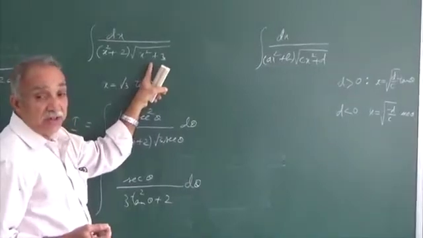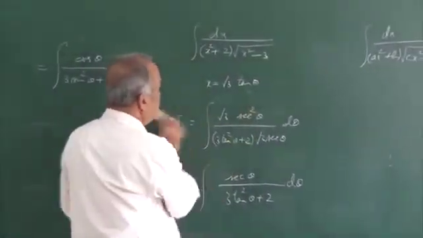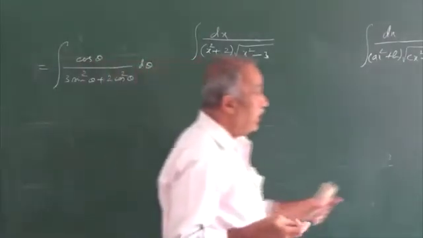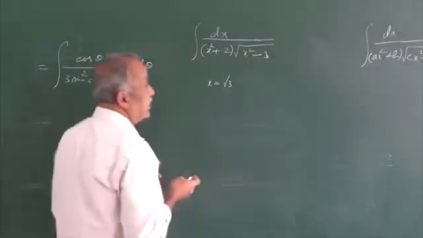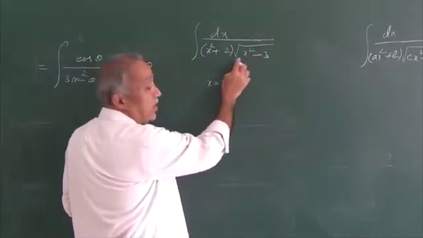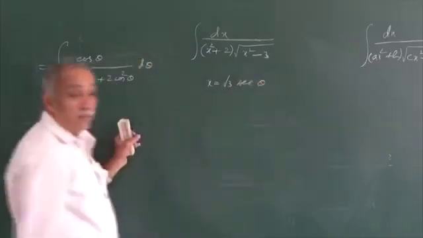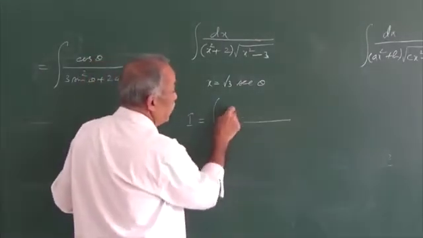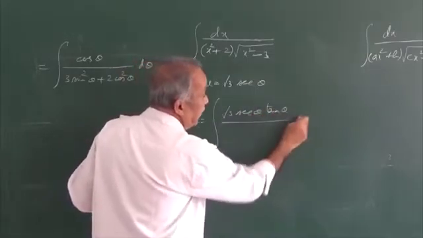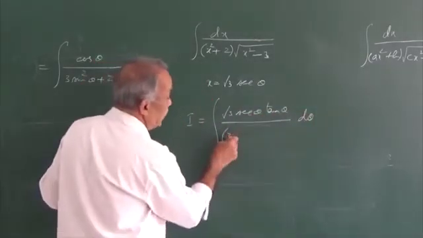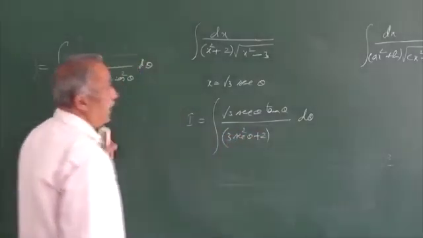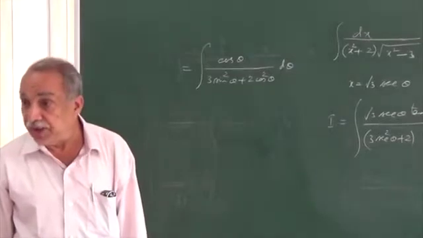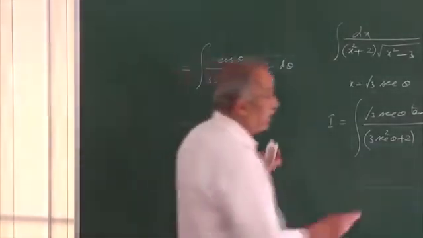I will consider minus 3 here. The substitution we can use now is x equal to root of minus d by c secant theta. Minus d is 3, c is 1, secant theta. When you apply the substitution, the integral becomes dx is root 3 secant theta tan theta d theta. X square plus 2 is 3 secant square theta plus 2. And root of x square minus 3 is root of 3 secant square theta minus 3, root of 3 tan square theta, am I right, is equal to root 3 tan theta.